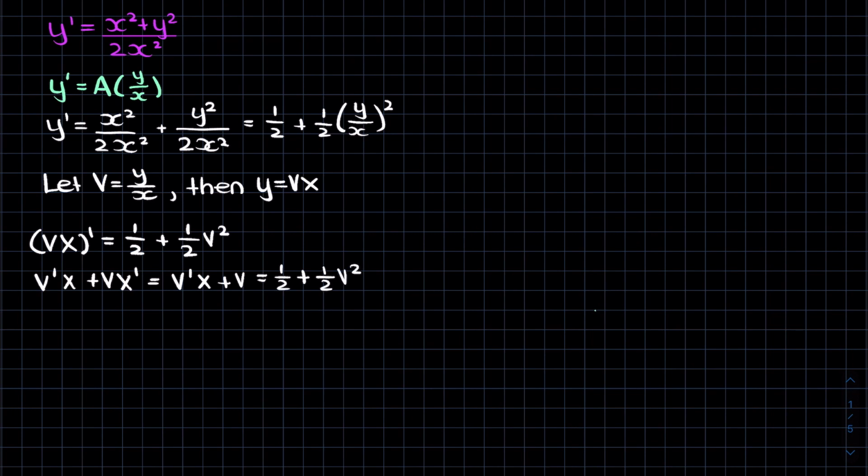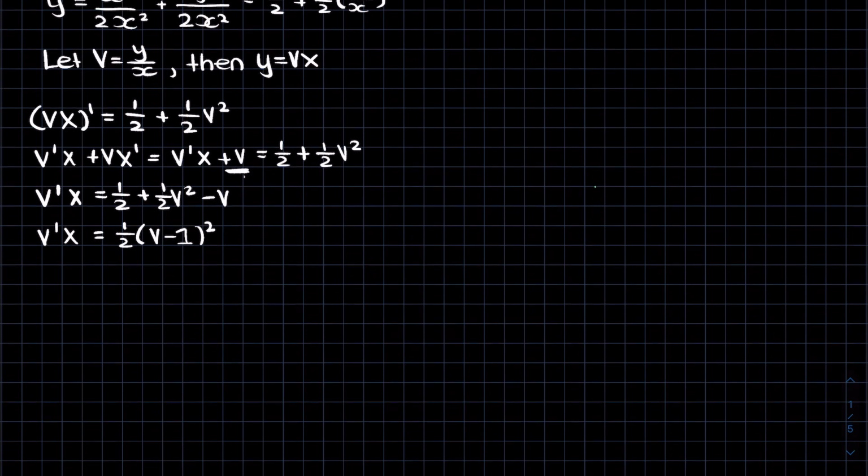Now simplifying this further, we get v prime x, so we're just going to move this v over to the other side of the equation, equals a half plus a half v squared minus v. Now we can factor this, so that'll just equal a half (v minus 1) squared. Now if we look at this, we can see that it's actually a separable differential equation now. So we can just solve for v.